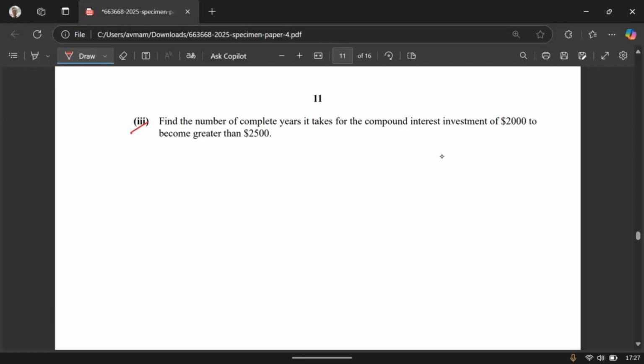Now let us look at part 3. Find the number of complete years it takes for the compound interest investment of $2,000 to become greater than 2,500. Let us begin by writing the formula. 1 plus r to the power of t. Now principal is 2000, so let's write that on the left hand side. 2000 times 1 plus the rate of interest.